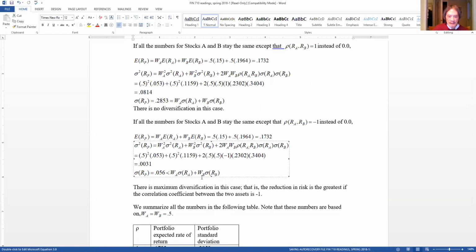Actually, there is maximum diversification in this case. The reduction of risk is the greatest if the correlation between the two assets is -1.